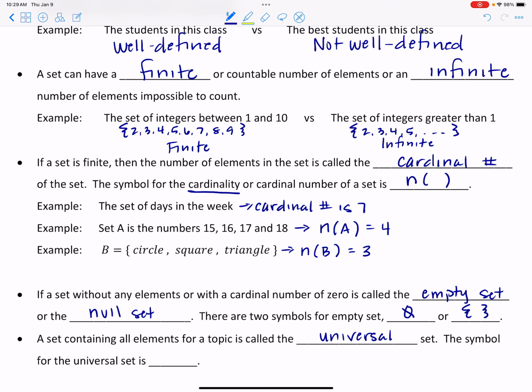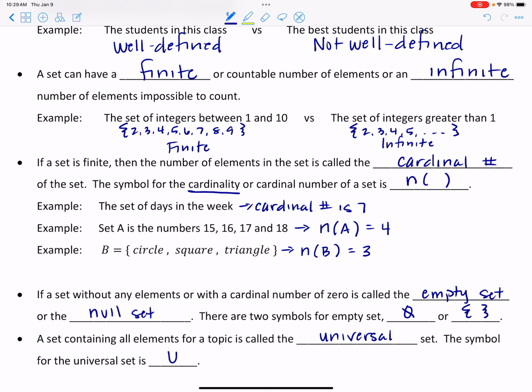So if our universal set is all of the pets that are in the world, then dogs and cats might be elements of that set. So whatever our topic is, if I wanted to include all of the elements for that topic, they would be included in the universal set, and we can use a capital U as a symbol for the universal set.